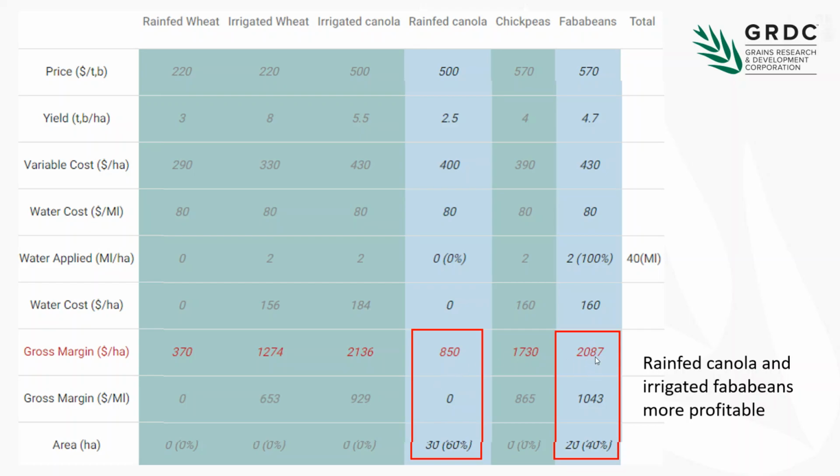Faba beans are more profitable, and it's saying use all of your water on faba beans, and as an input you actually put the amount of the minimum and the maximum water applied. So you can see all the other inputs there.